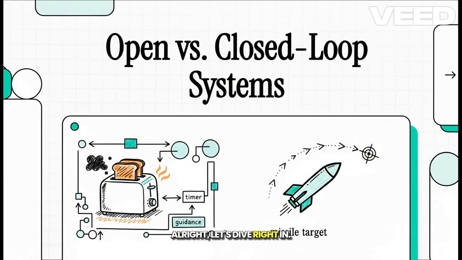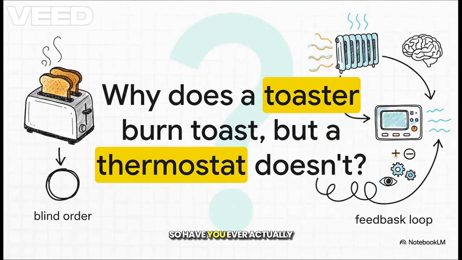All right, let's dive right in. Today, we're going to talk about the hidden systems that run basically everything around us, from something as simple as toasting bread to something as complex as guiding a missile to its target. So, have you ever actually stopped to wonder why your cheap toaster can totally incinerate your breakfast, but a thermostat seems to magically nail the perfect temperature every single time?